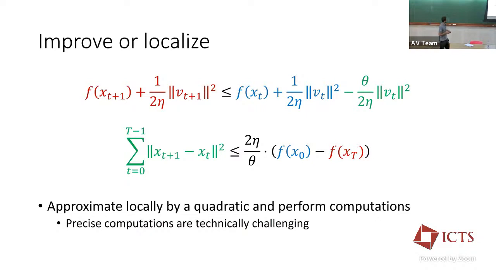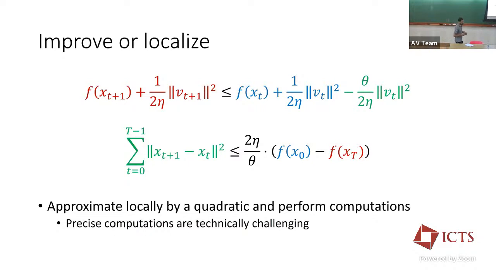Okay. So this is all I wanted to say about non-convex optimization. I can take any questions, and then I want to switch gears into convex-concave minimax optimization.